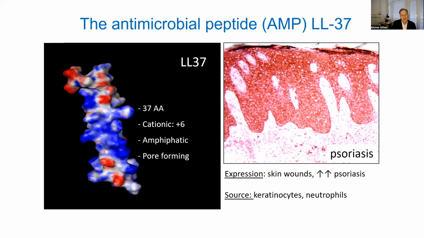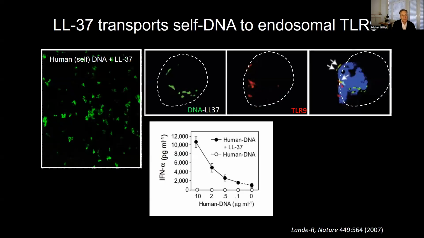So this does not explain how PDCs are activated. As I told you, these cells uniquely have toll-like receptors 7 and 9, which sense RNA and DNA in endosomal compartments. So we reasoned that this cationic peptide could maybe bind extracellular self-DNA, human DNA released by dying cells, and by forming these complexes, allow them to enter these endosomal compartments and trigger toll-like receptor 9 in PDCs. And this was indeed the case.